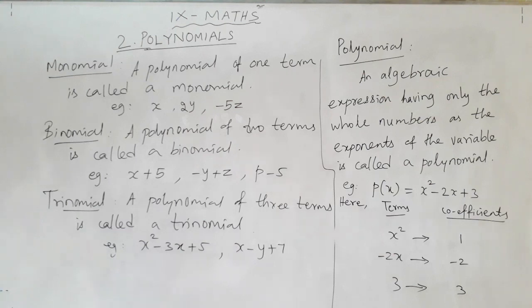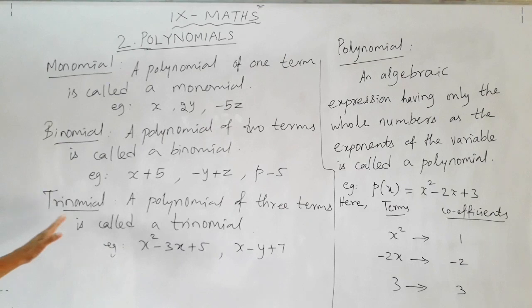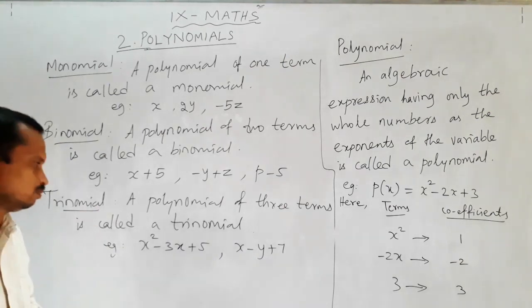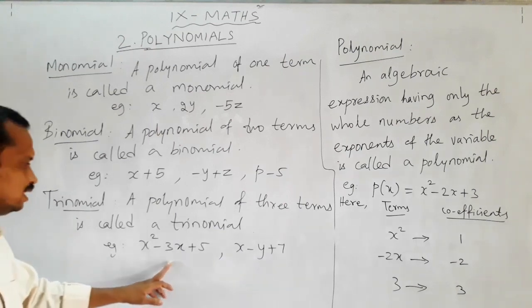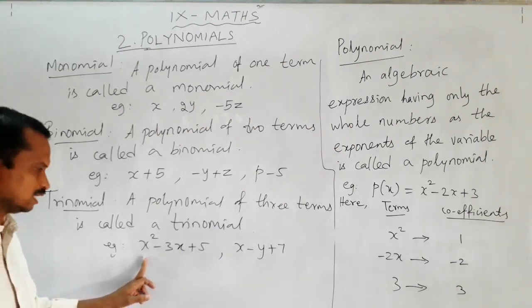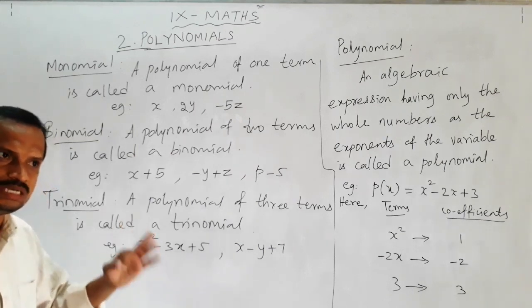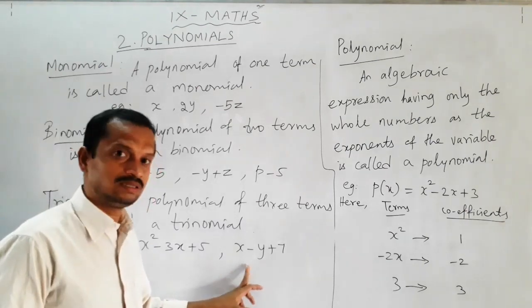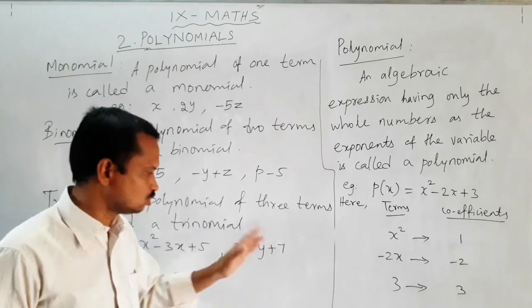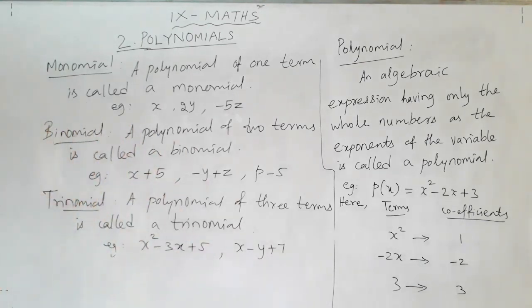Tri means what? 3. So mono means 1, bi means 2, tri means 3. Then you know. So according to that, we are saying monomial, binomial, trinomial. A polynomial of 3 terms is called a trinomial. Example, x square minus 3x plus 5. You see, one term x square, another term minus 3x, another term 5. So totally, how many terms are there? 3 terms. And here, how many terms? 3 terms, x and then minus y and then 7. So these are the trinomial examples. So you take all these aspects. Clear? So this is based on the number of terms.